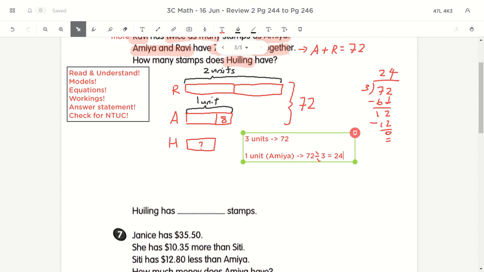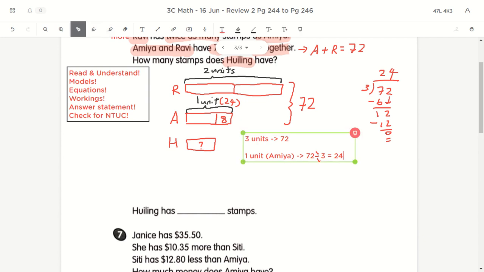So now I know that this is actually 24. So I know that Amia actually has 24. Okay, let's just bracket it, it is 24. So I know Amia now. Now I want to find Hui Ling. Hui Ling has less, so I just need to minus away the 8. So let's get it done.